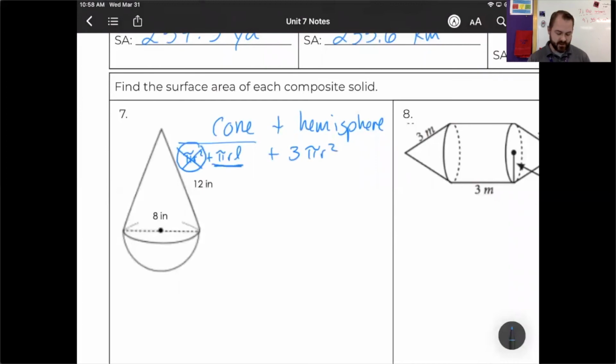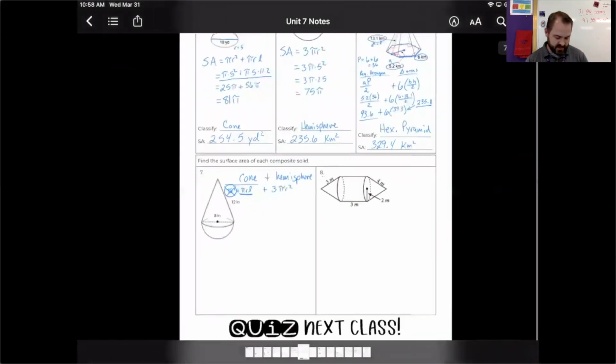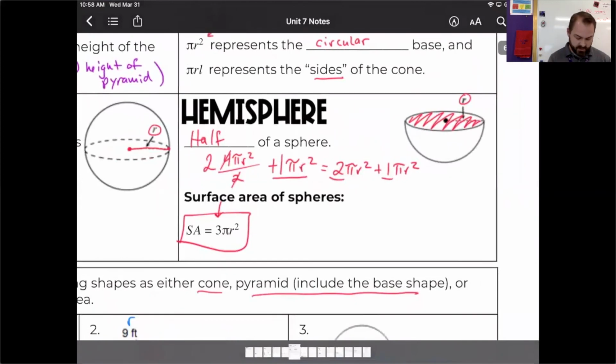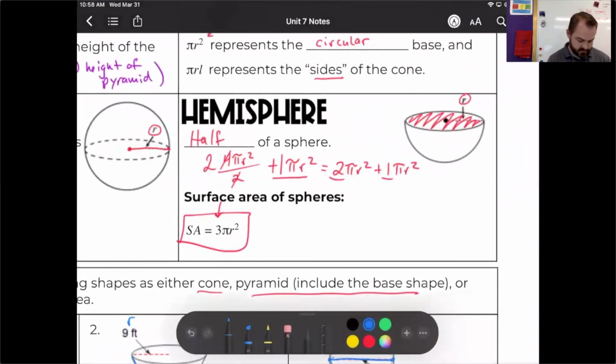And for the hemisphere, I want to go back and show you this on the previous page, when we talked about hemispheres. When we look right here, that 2 pi r squared is the same as that one. That 2 pi r squared was half the area of a hemisphere, right? But this extra pi r squared that we add on to get 3 pi r squared isn't included when we cover it up with this cone.